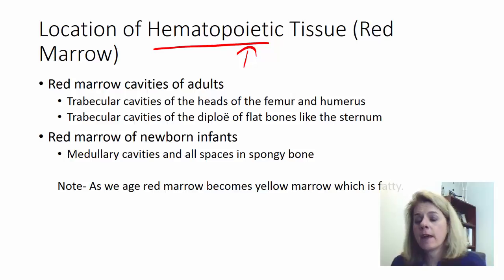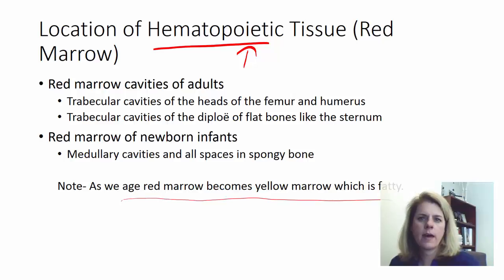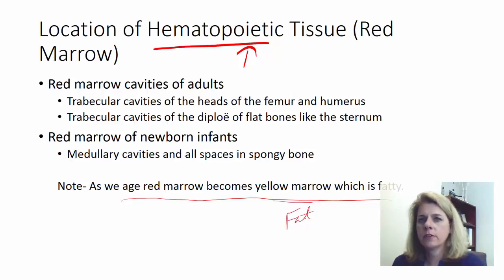So when you're talking about your hematopoietic tissue, in adults, as we age, that red marrow will turn from this hematopoietic tissue to yellow marrow, which is fat. In adults, most of that red marrow has converted to yellow marrow, and the only place you find the red marrow that's still making your blood cells, because you need to make blood cells your entire life, you always need to replace them, just not as quickly as in the infant and the child, is in the heads of the femur and the humerus, and in bones like your sternum, your flat bones.